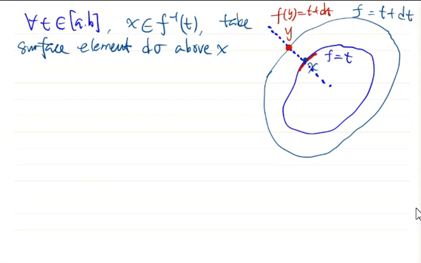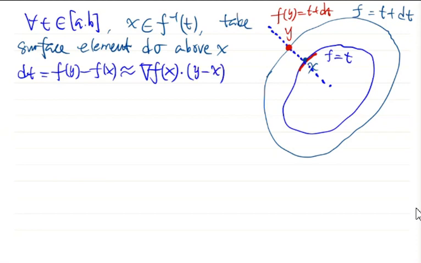So we obtain the following estimate. dt is f of y minus f of x. This we can use the first order approximation. Approximately this equals the gradient of f at the point x, taking the inner product with the vector y minus x. Okay, almost equal. The error is very small relative to dt. That is, if dt is very small, this will be very accurate.